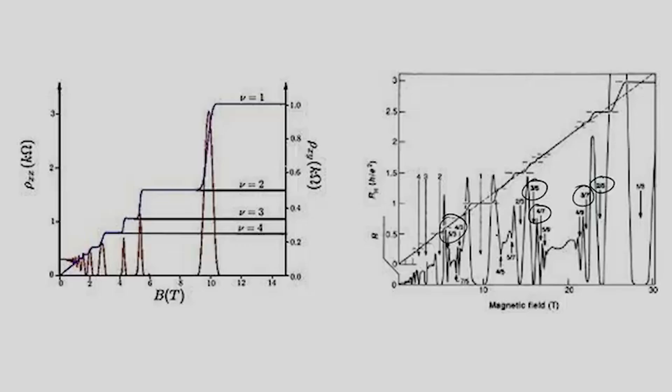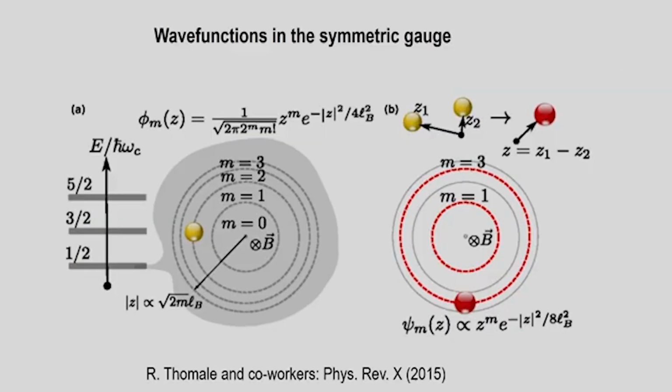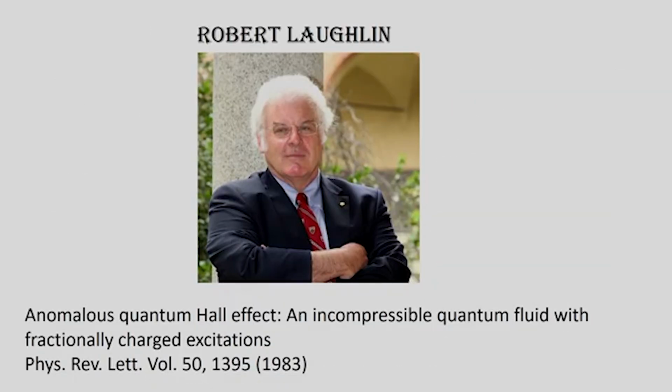And how invoking interaction terms takes care of these fractionally quantized plateaus is something that we want to understand in this discussion. Okay. And a lot of work has been done by this person called Robert Laughlin, and you can actually see the first paper, which was published in 1983 in Physical Review Letters. It says anomalous quantum Hall effect and incompressible quantum fluid with fractionally charged excitations.